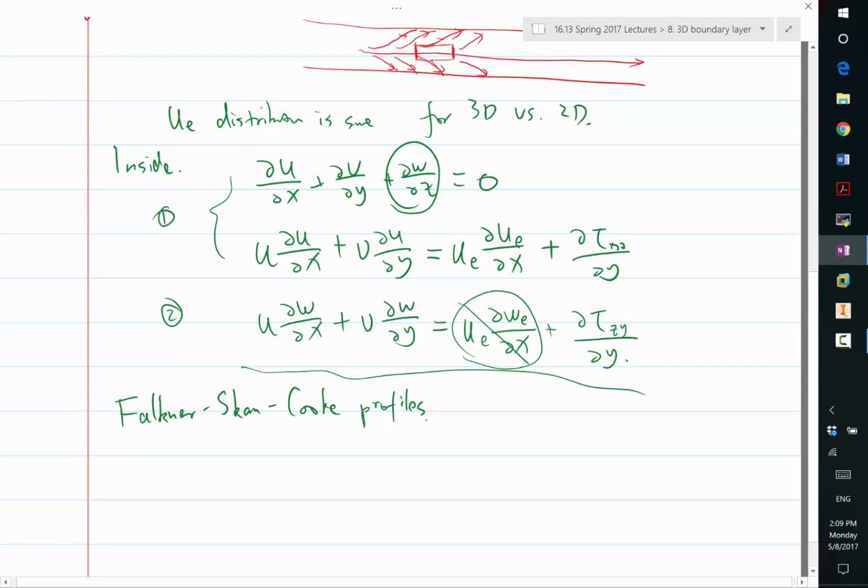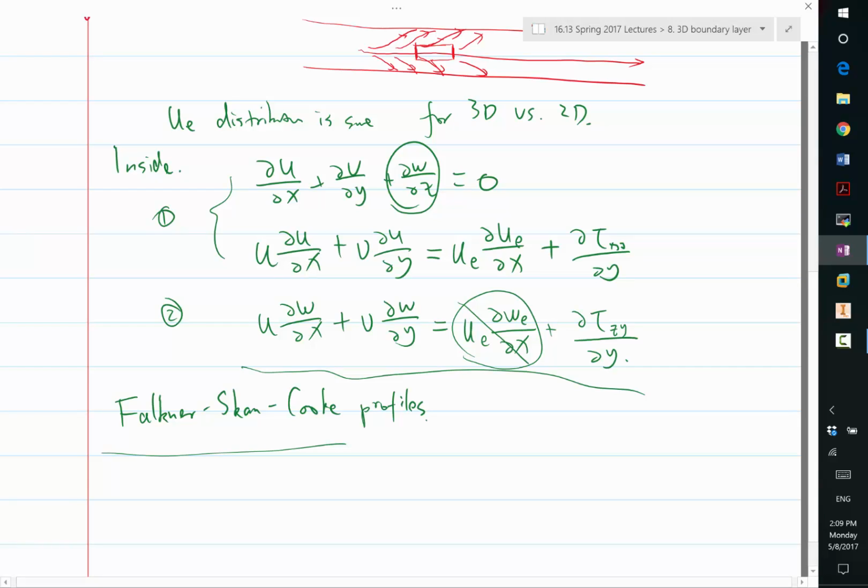So if you have an IBL solver for laminar flows in 3D, instead of using the Falkner-Skan solutions to obtain your closure, you use the Falkner-Skan-Cooke profiles to obtain your closure. And solving this is a pretty small step on top of the regular two-dimensional Falkner-Skan flows, just because the third equation is decoupled.